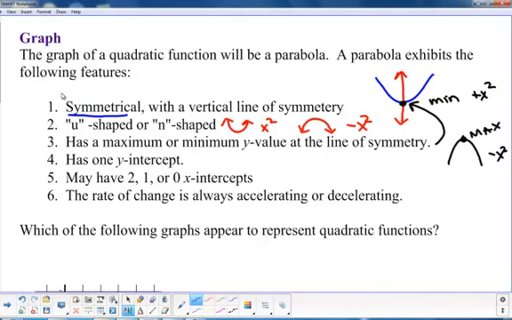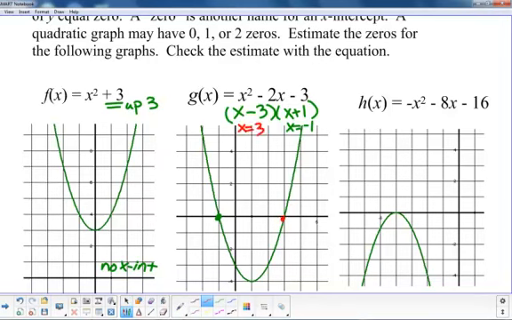Our second section, well, let's start with the first part. Our second section is going to be to estimate how many zeros something has. This first graph is actually shifted up 3, so it never crosses the x-axis, so this has no x-intercepts. In our second graph, this is factorable, x minus 3, x plus 1. So it intercepts at -1, and it also intercepts at 3. So this has 2 x-intercepts.